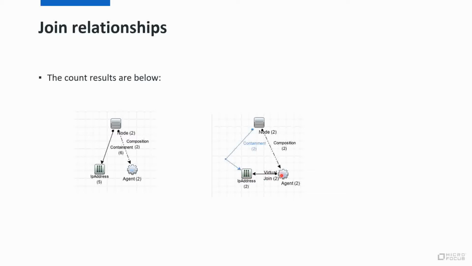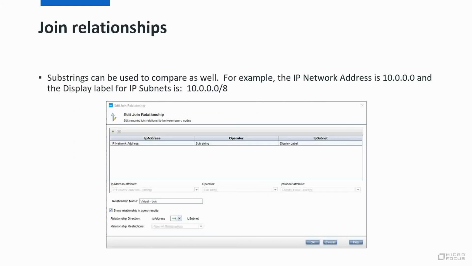When I compare the agent application IP with the IP address name and put this virtual join in, you can see it now restricts it to 2 IP addresses with 2 agents on 2 nodes. So this is a much better picture, and it answers a specific question. And that's all TQLs do, is they answer specific questions.